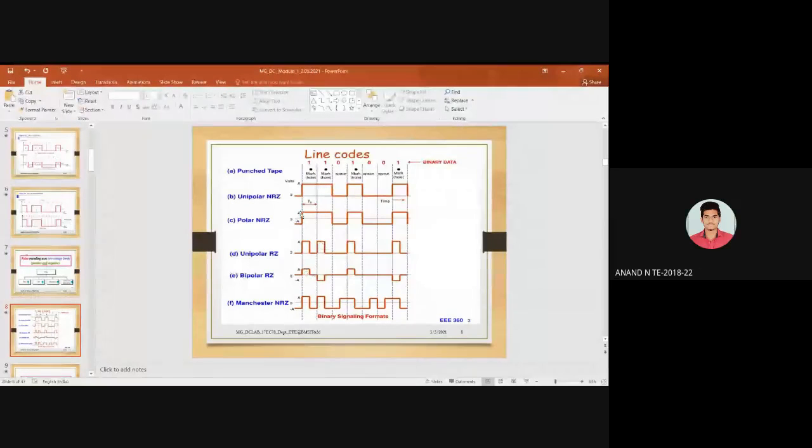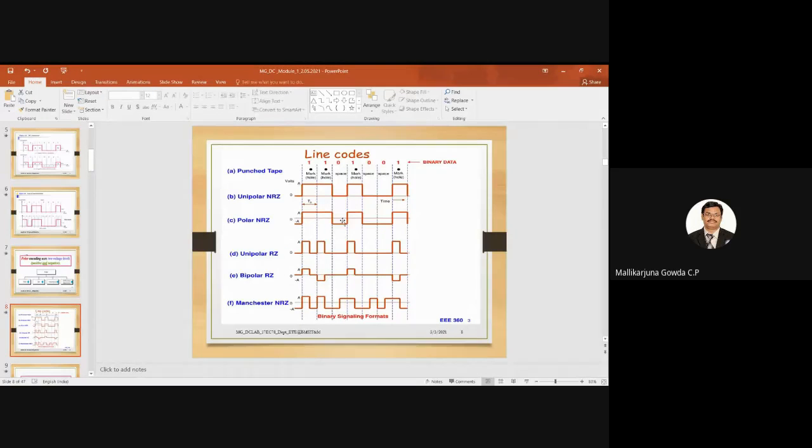In a given sequence of data, the first one will be represented by plus 5 volts and the next one will be represented by minus 5 volts. Again, if I have next one, that will be represented by plus 5 volts and 0 will be represented by 0 volts only. Here what I have shown is bipolar return to zero. So as usual, for first data 1, it will be high for half the bit duration. Again it comes back to 0 for another half the bit duration. Next again 1 is there, so it will be represented by minus 5 volts for half the bit duration. Again it comes back to 0 for the other half the bit duration.